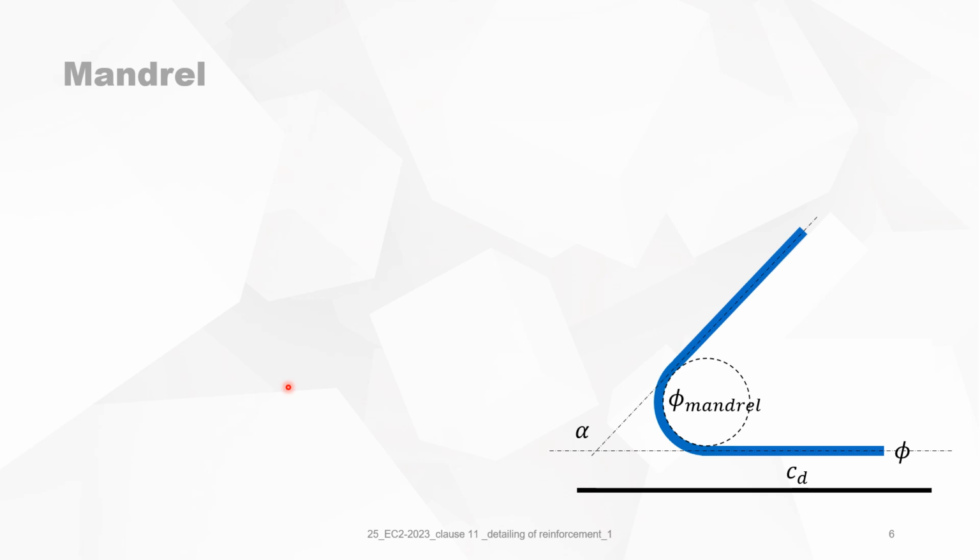Now let's talk about the mandrel diameter. The mandrel diameter is stated on this sketch, which is the radius of the bend. You have here a reinforcement bar with diameter phi, and you have a bend or an angle of alpha, which is defined positive as indicated here on the figure.